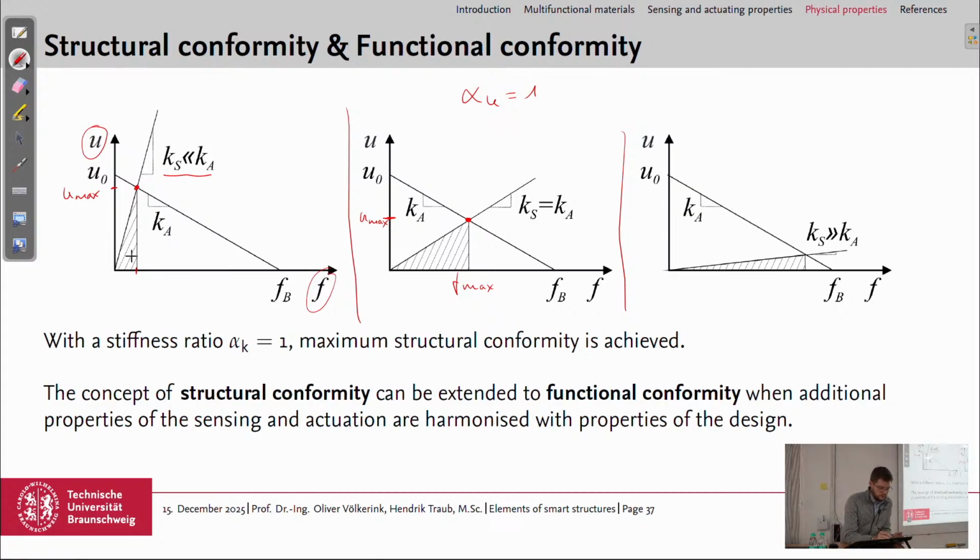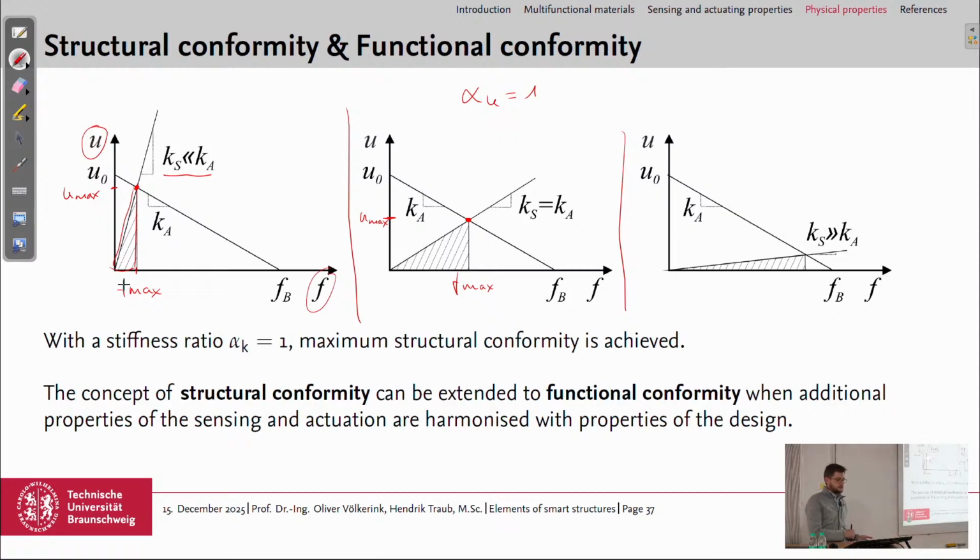If the structure is less stiff than the actuator, we can achieve higher maximum displacements, but far lower maximum forces. Therefore the area under the curve is smaller than in the optimal case where the stiffnesses agree. So even if we have the same actuator, when it's integrated into a less stiff structure, we can perform less work with this actuator.